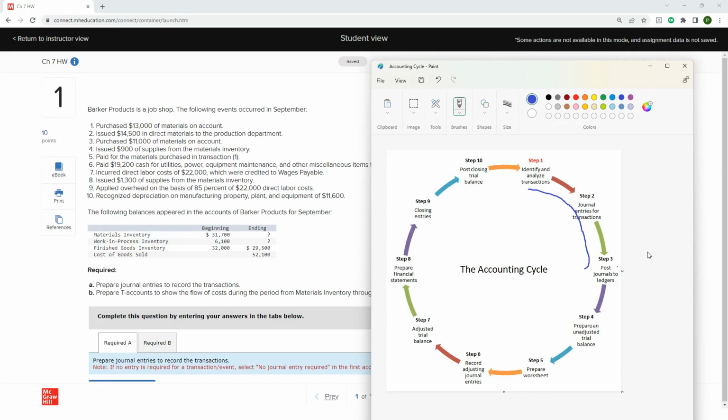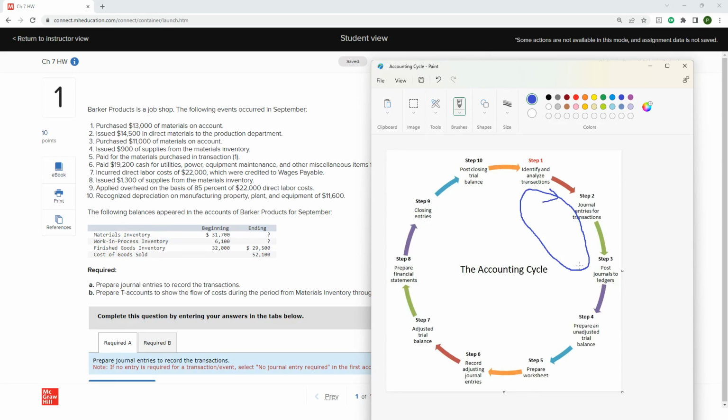Then for step 3, we create T accounts. Remember that we're going to have accounts for assets, liabilities, and equity. Those are our permanent accounts. And then we also have temporary accounts like revenues and expenses, which get closed out every year. So that's step 3. Now this accounting cycle shows a circle of 10 steps, but really most businesses are going to cycle through steps 1 through 3 many times.